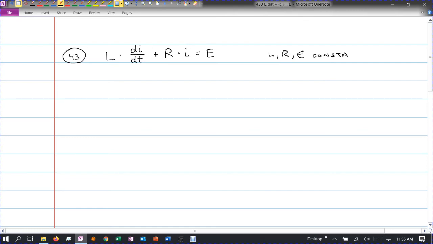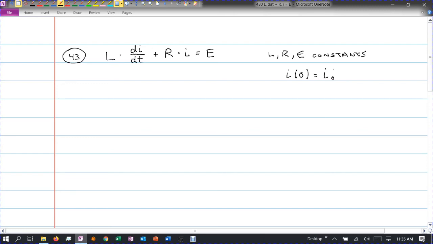Okay, let's see, number 43. So we have L di dt plus R times I equals E, and they're telling us that L, R, and E are constants, and they're giving us that I of 0 equals I sub 0. This is a weird one.